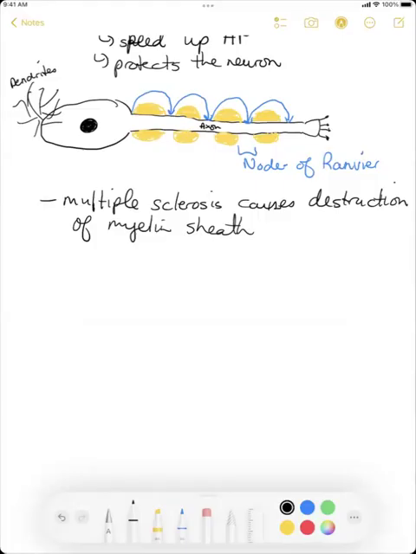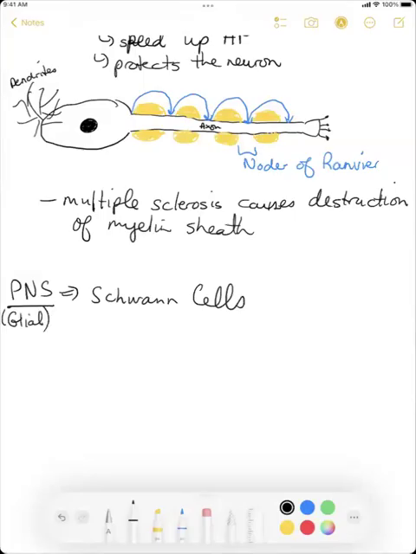Of the ones that exist in the peripheral nervous system, I think there's only really one that I'd want you to know about. It's the Schwann cell. You've probably heard of Schwann cells before. So these are glial cells of the peripheral nervous system. This would also make up a good amount of the volume of the peripheral nervous system. And the Schwann cell is going to make myelin sheath in the peripheral nervous system.